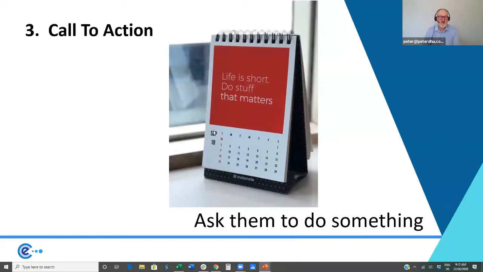Number three is a call to action. Ask your audience to do something. So with occupational health and safety in the mining sector, they have a pre-start every day, and their call to action is: look after your mates, be safe. If you see anything, report it.